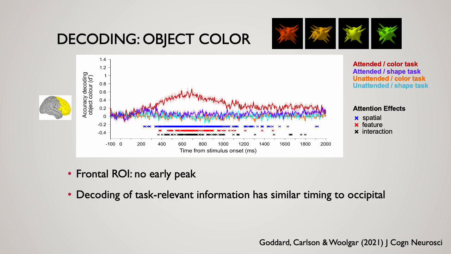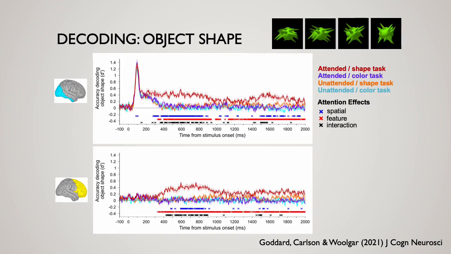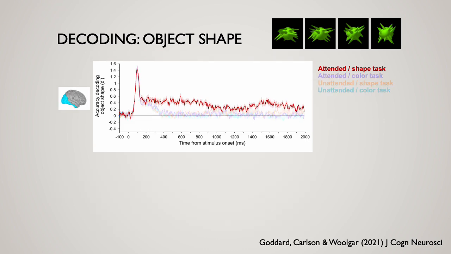And now we can repeat the same analyses for the decoding of object shape. And here you can see there's a broadly similar pattern of decoding across our two regions of interest. I'm now going to move to the results from the information flow analysis, but before we move on, I just need to break this data down a little further.